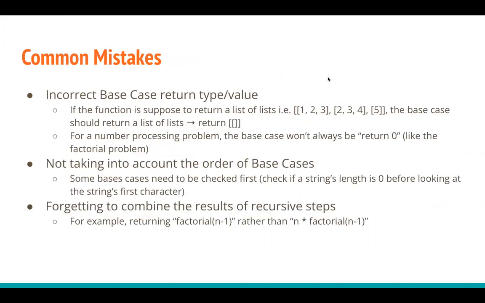And I'll also go over some common mistakes for questions on recursion. First is the use of an incorrect base case, return type, or value. So let's say a function is asking you to return a list of lists. So the base case should then be returning a list of lists, so you'll be returning a list containing an empty list. For the number processing problem, the base case need not always be returning 0. So for example, for the factorial problem, you'd be returning 1 when you hit your base case of the input being 1.